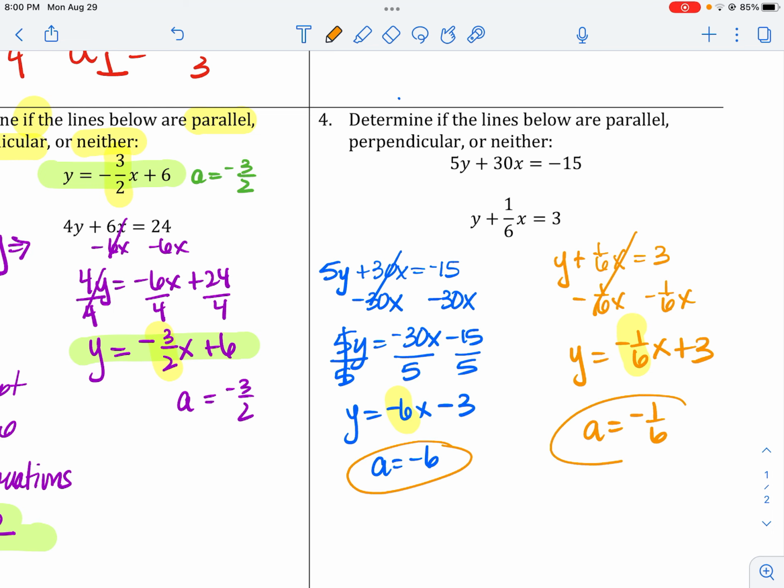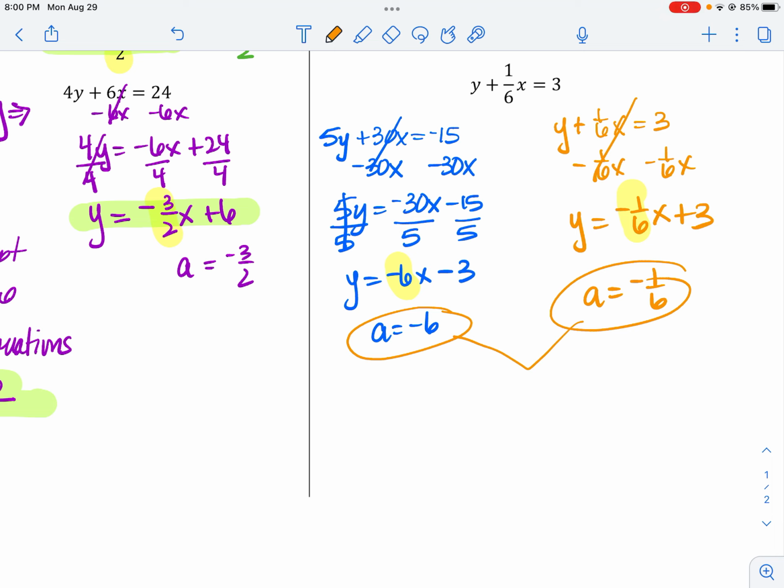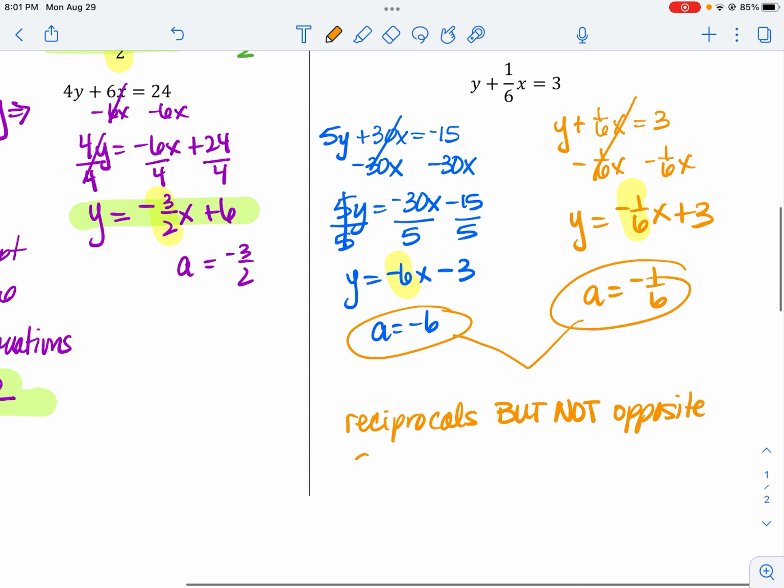When I compare these, they have the same sign, but they're not the same number. So they're reciprocals but not opposite signs. Therefore, this is neither.